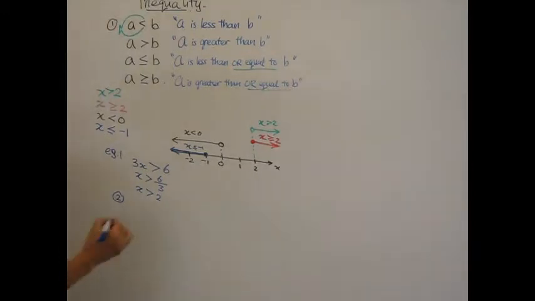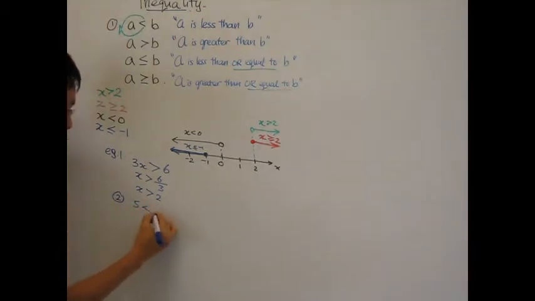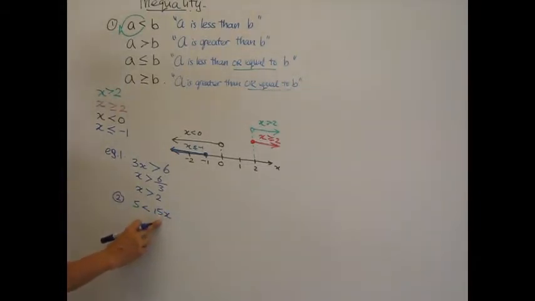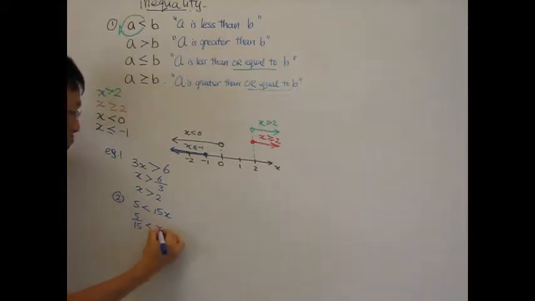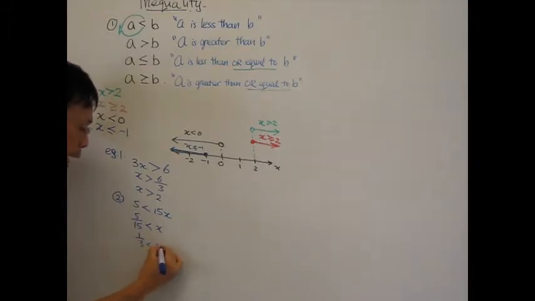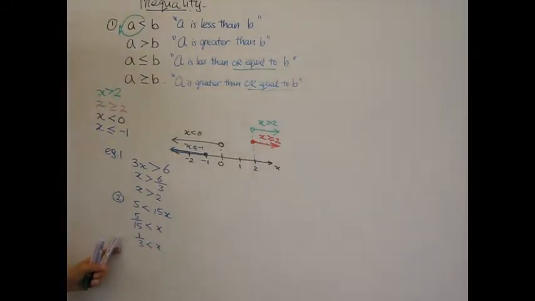Let's do another one. 5 is less than 15x. Again, here it is multiplying by 15. Getting rid of 15 means going to the other side it becomes division. Simplifying this, x here is larger than 1/3.